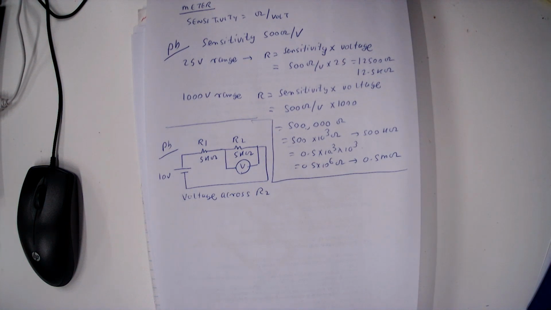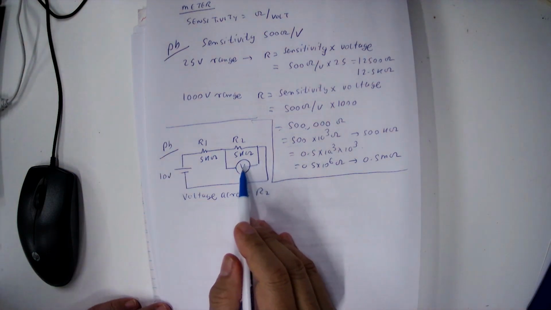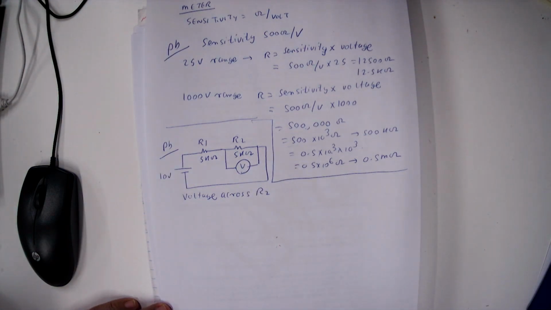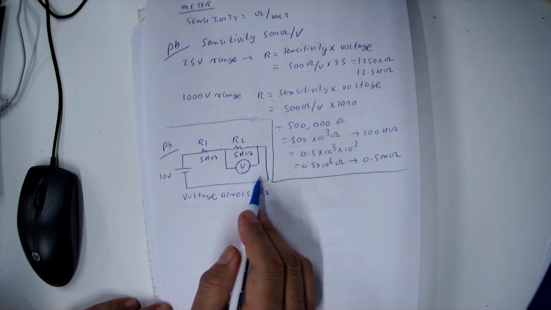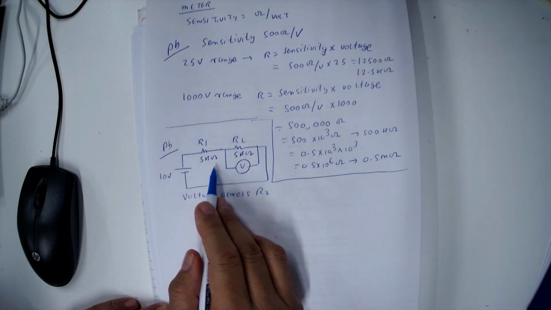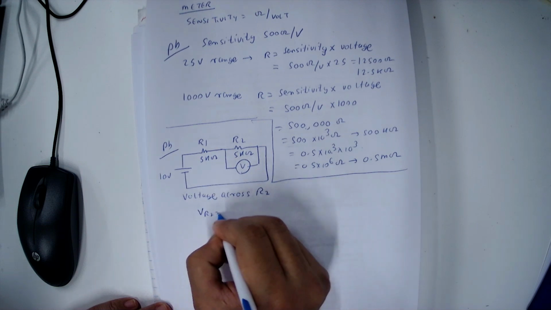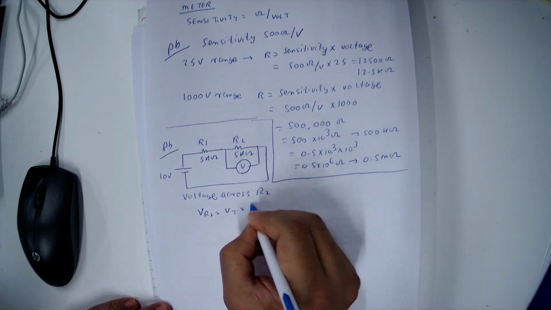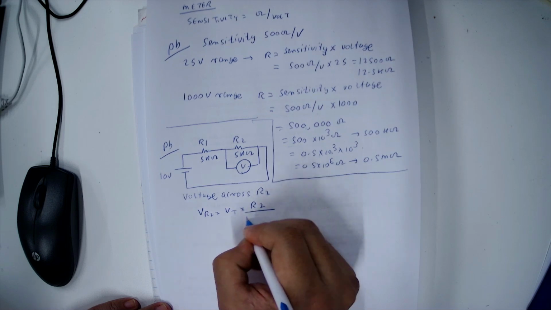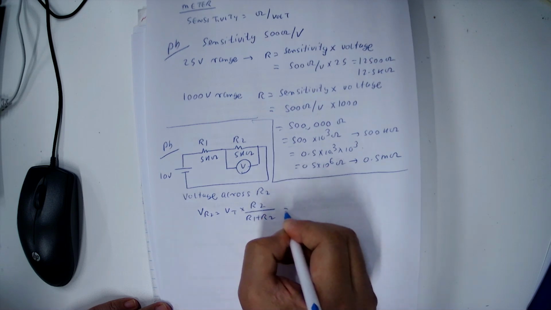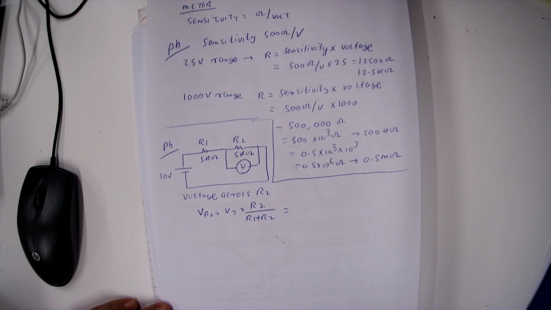In this case, we neglect the meter's resistance, so we can calculate. We can use the potential divider theorem. So in this case, the voltage drop across R2, VR2, equals V total multiplied by R2 divided by R1 plus R2. We use the potential divider theorem.